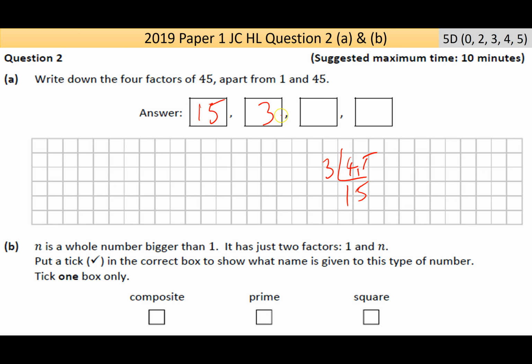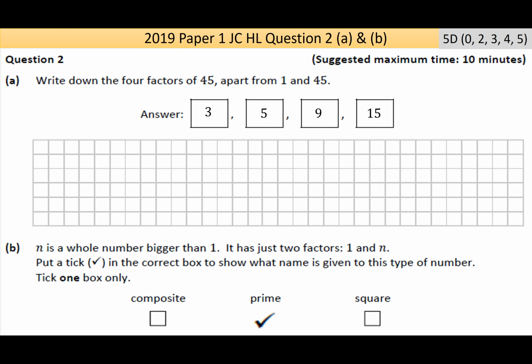Now, 3 is a factor, I see 9 is a factor. 9 fives is 45, and 5 is a factor. If you're testing them, 3 15s is 45, 5 9s is 45, so that should be the answer. I put them in the right order, 3, 5, 9, 15, but it doesn't really matter, although if you can, it's good to have it in increasing order.